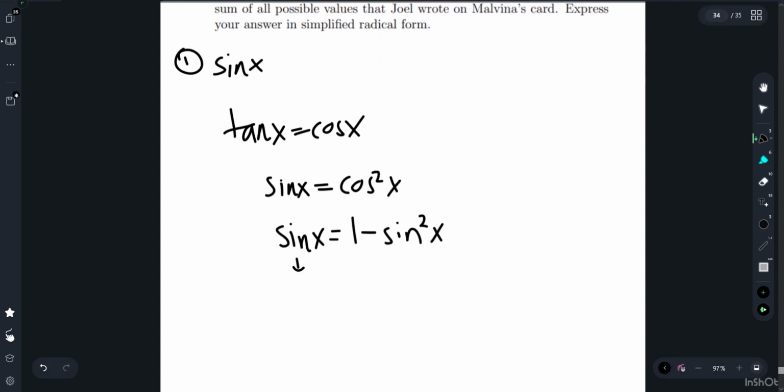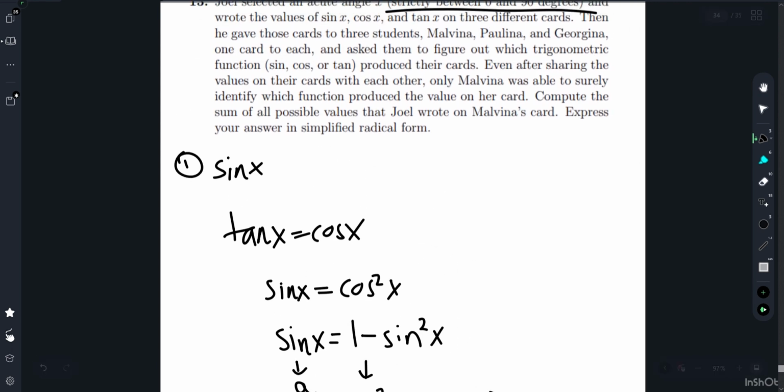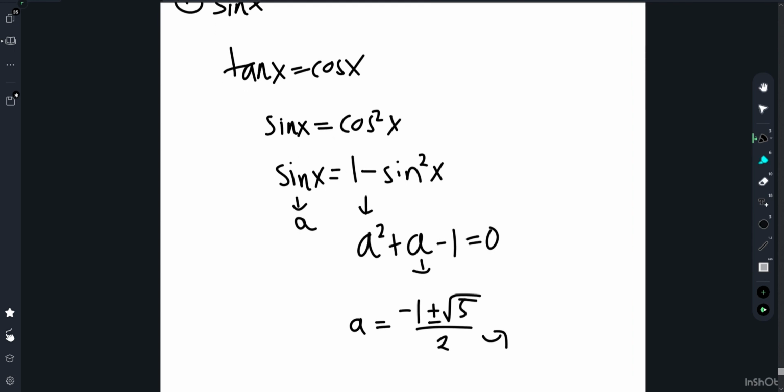So if we put sin x equal to a, we get a squared plus a minus 1 is equal to 0. From the quadratic formula, we get negative 1 plus or minus square root 5 over 2. And since sin x is in between 0 and 1, we discard the negative value.